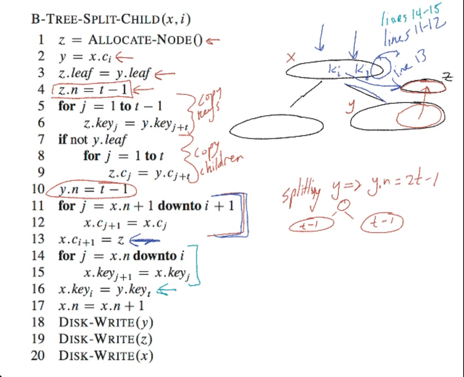Well, what this is doing is promoting Y's middle key. So it's this right here that is going to be promoted up into its parent. And that's line 16. Then we increment the number of children that X has, and the number of keys, and then we write all three.